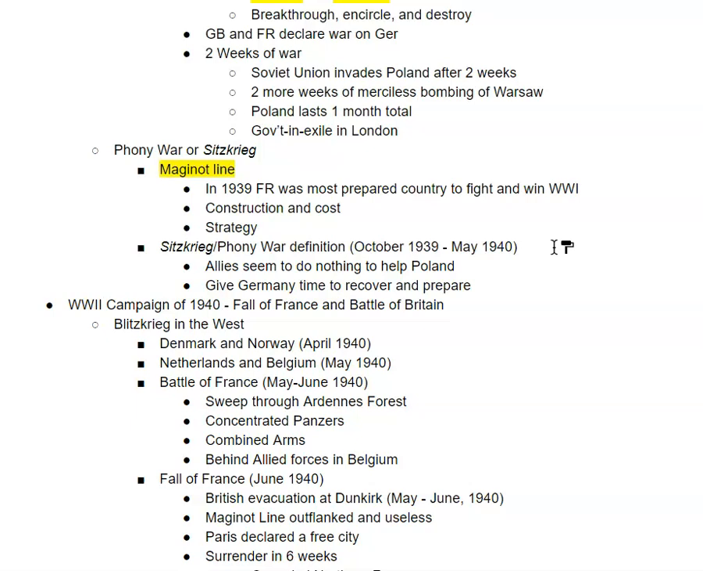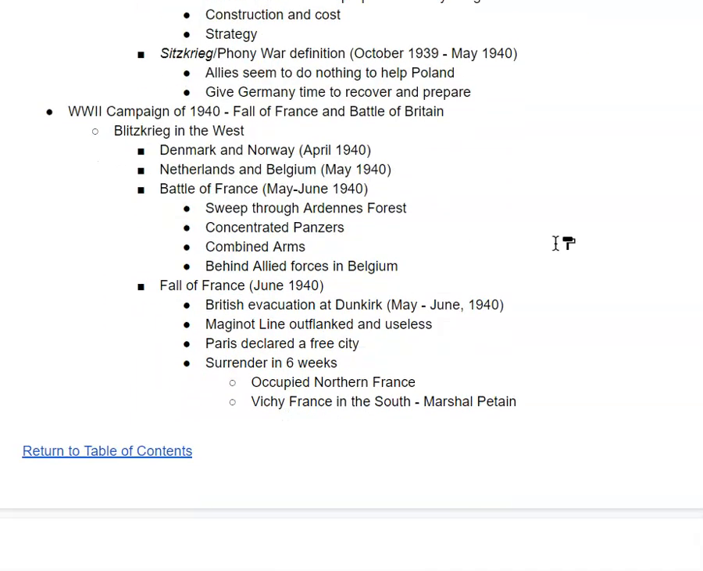Media call it the phony war. They seem to do nothing. And then in 1940, we will see the fall of France and the Battle of Britain.